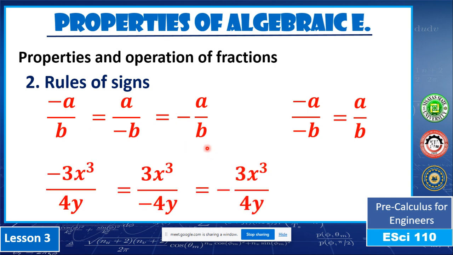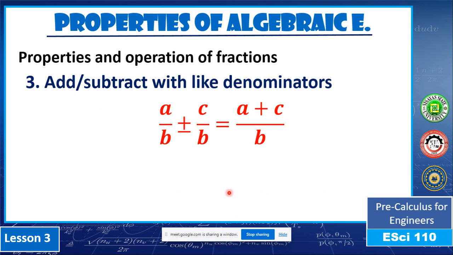Example, we have negative 3x cubed over 4y. So you can put the negative on the denominator, so it's up to you, because overall the resulting fraction would be negative. Negative pa rin to. Pwede mo ilagay sa numerator, pwede mo siya ilagay sa denominator, or pwede mo siya ilagay in between. So ganun lang pag-represent ng rules of signs.